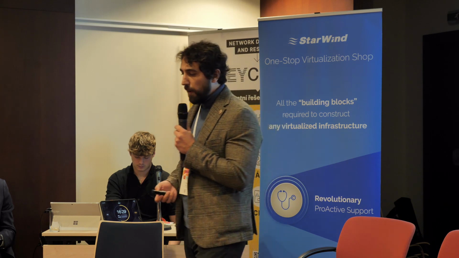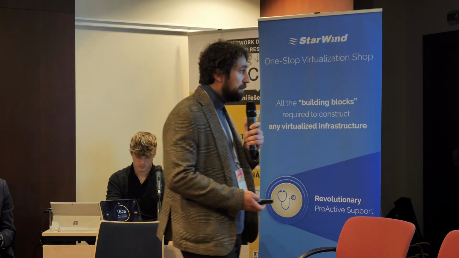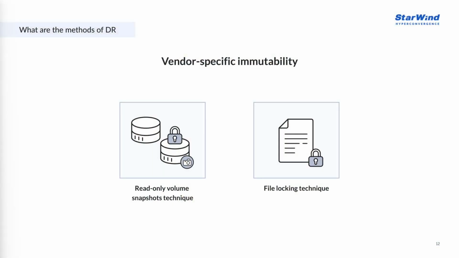Now, the other way of achieving immutability is utilizing the file system capabilities. So we were talking about object storage, right? But it's not the only level. Objects are not the only level that can provide immutability. So we divide this into, let's say, vendor-specific immutability.